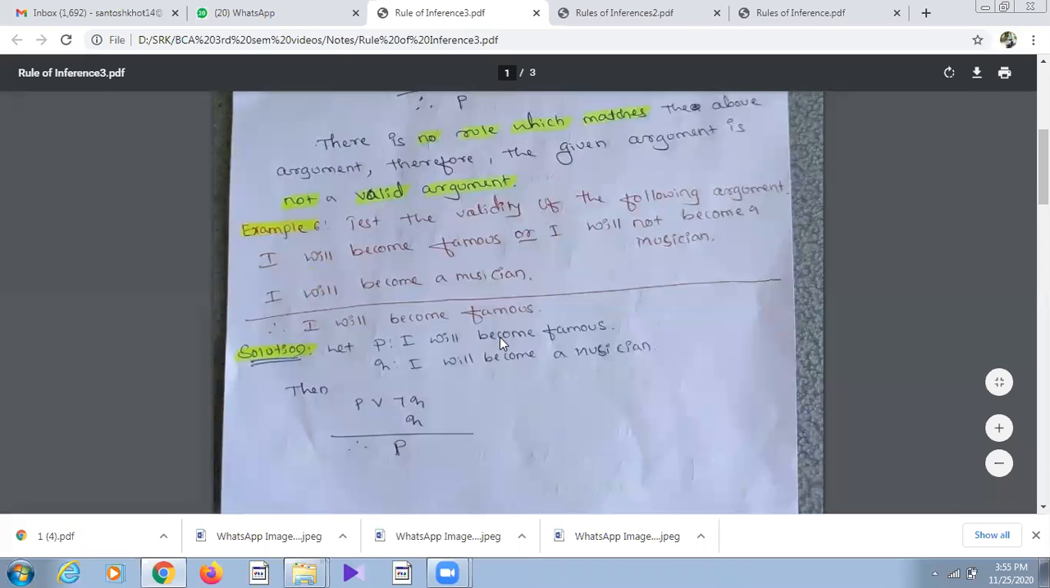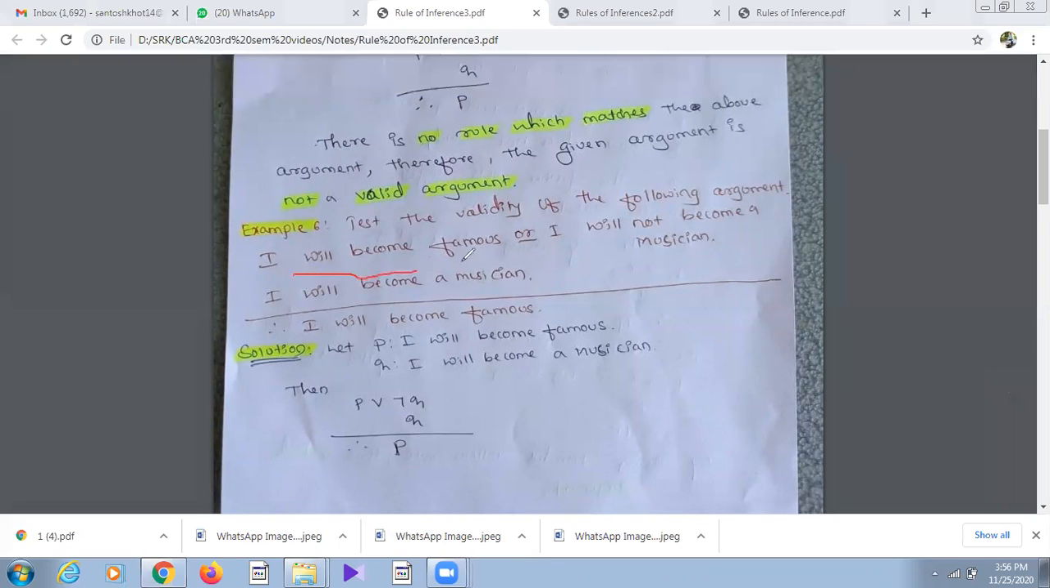Okay, so here the next problem, that is example 6. Test the validity of the following argument. Here they are given an argument in the form of sentences. I will become famous, or I will not become a musician. Next, I will become a musician. Therefore, I will become famous. So this is the whole argument, given in the form of sentences.